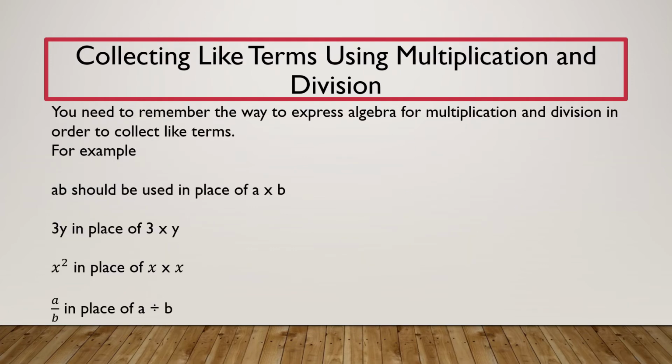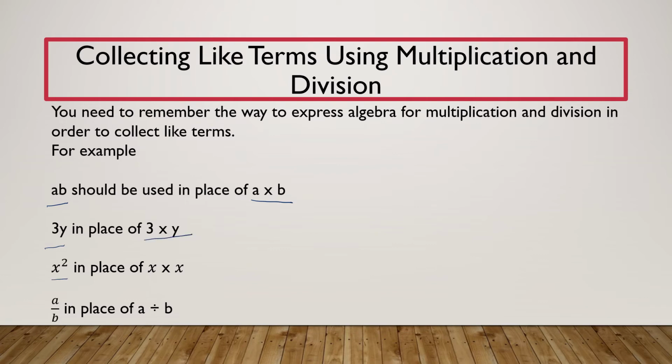Now, in addition to addition and subtraction, we might also need to use multiplication and division to collect like terms. Now, don't forget that there are ways we express algebra. So we say AB instead of A times B. We don't put the times. So whenever we've got two letters together, or whenever we've got a number and a letter together, that's multiply. So we would write 3y in place of 3 times y.